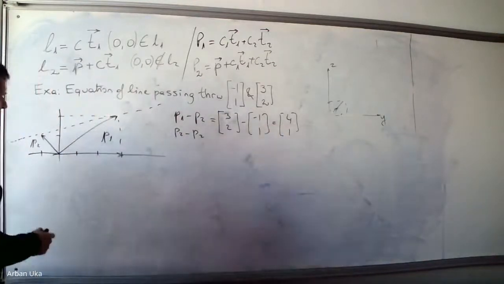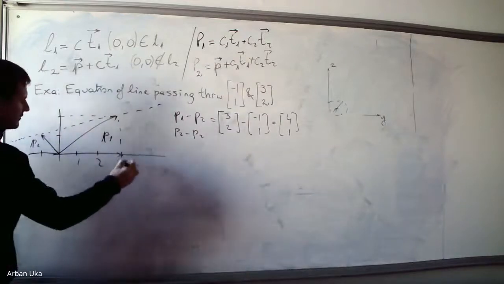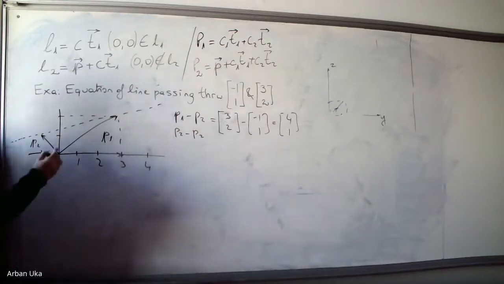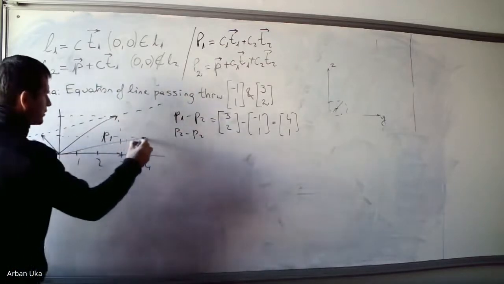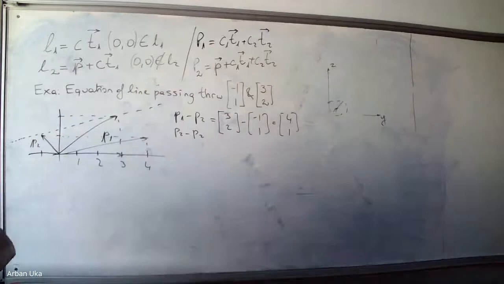What does (4, 1) mean? (4, 1), this is 1, 2, 3. (4, 1) is somewhere here, and 1 is somewhere here. So it looks like we are getting a line which looks more or less like this. It looks good.